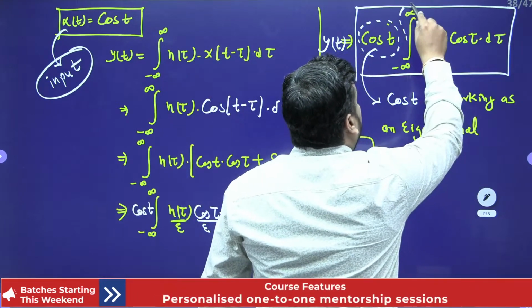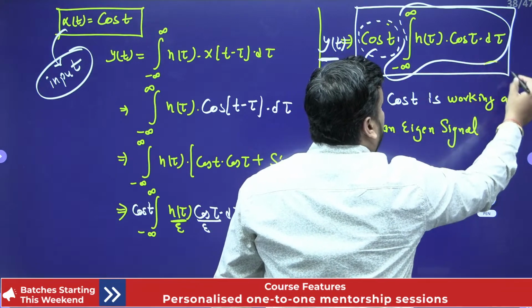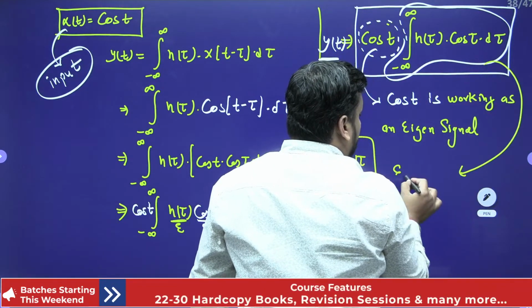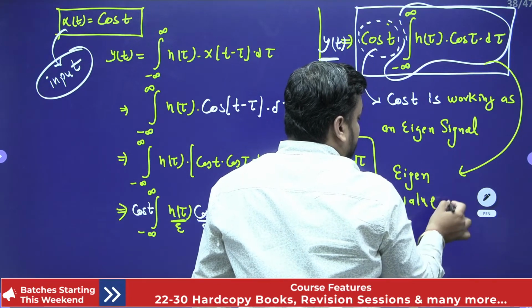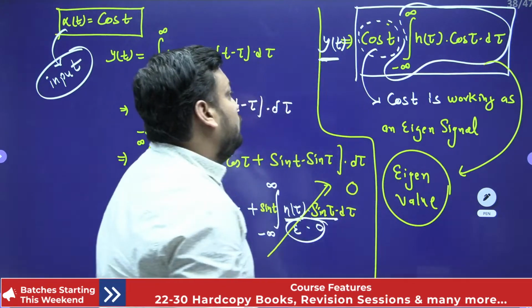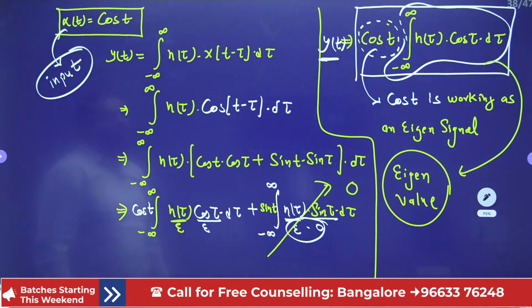And what about this white circle value? This complete term is actually behaving as an eigenvalue. So for cos t I have already checked. Now it's time to check for sin t.